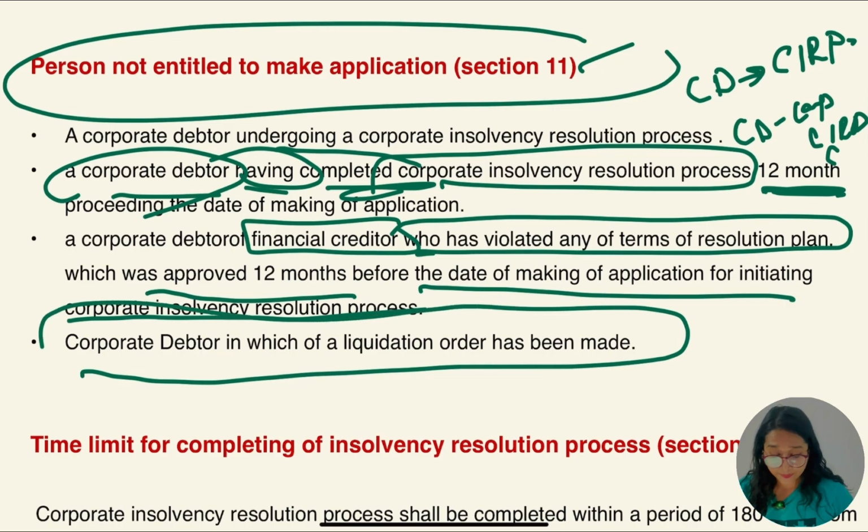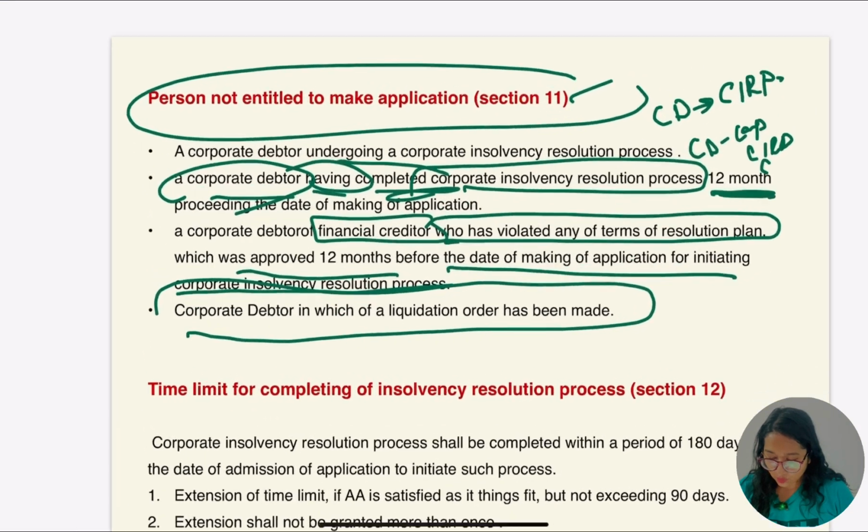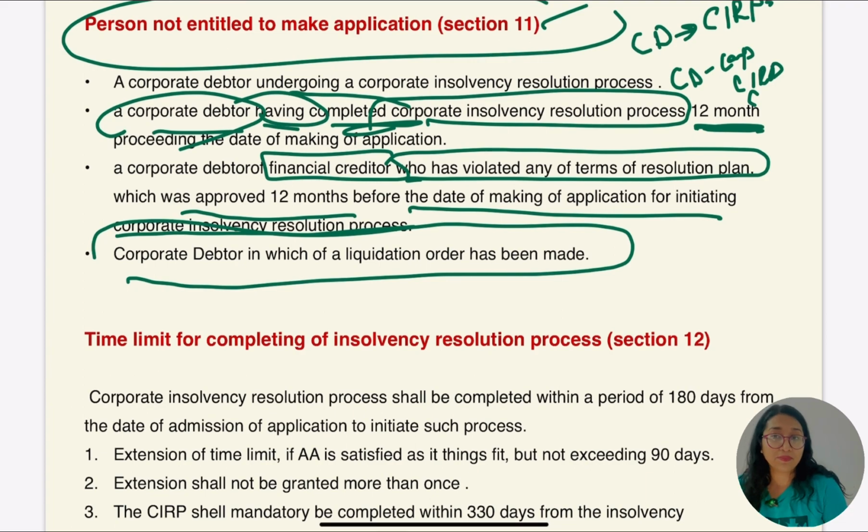So there are 4 points. Number one, corporate debtor undergoing CIRP. Again for corporate debtor, we have completed 12 months. Remember, from the date of making application, the CIRP process. Third point is about, again, corporate debtor, financial creditor, remember, who have actually violated any law. Fourth is about the corporate debtor in which a liquidation order has been made. So these were the 4 points under section 11. These people are not entitled to make the application. Hope this point was clear.